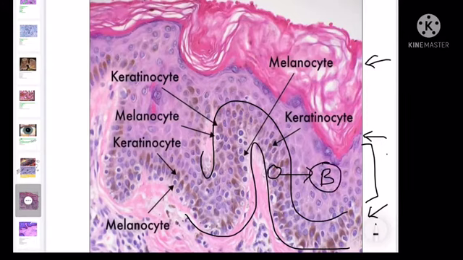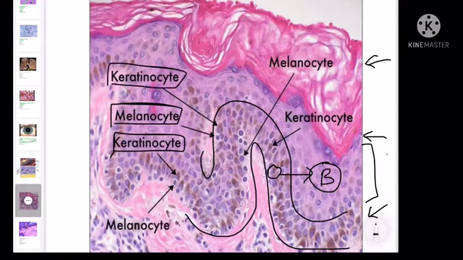So they are saying that these cells are keratinocytes, usually present in all layers except the stratum corneum. Melanocytes are present only in the stratum basale, loaded with melanin, and these are the keratinocytes of the stratum spinosum or stratum basale.